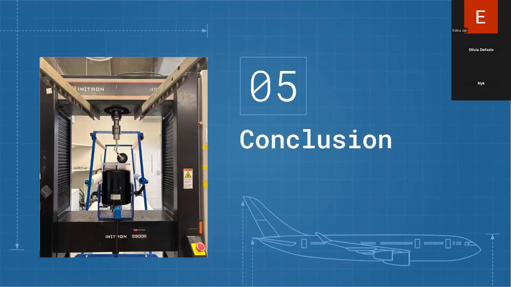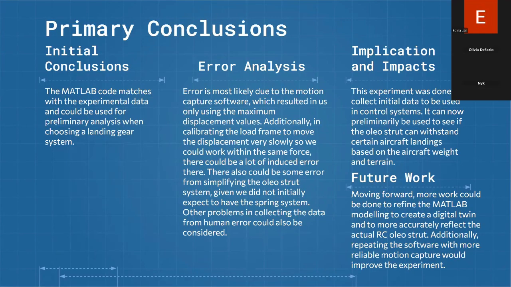So for the conclusion, the initial conclusions resulted in the MATLAB code matching with the experimental data, which could be used for preliminary analysis when choosing a landing gear system.